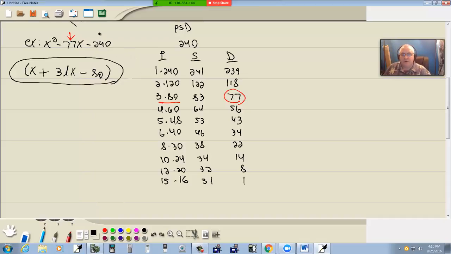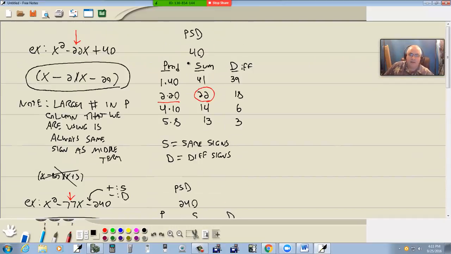Now there's a little bit of a shortcut on these. If your last term is positive, then it'll be in the S column. If it's negative, it'll be in the difference column. This one, since it was negative, I knew it had to be in the difference column. I didn't even need to create the S column. This one up here, our last term is positive, which means I knew it was in the S column. I didn't even need to create the difference column. That'll help a little bit.